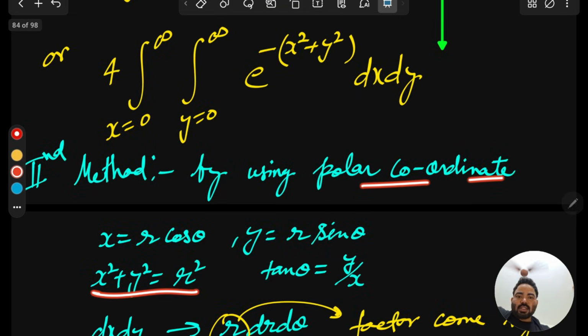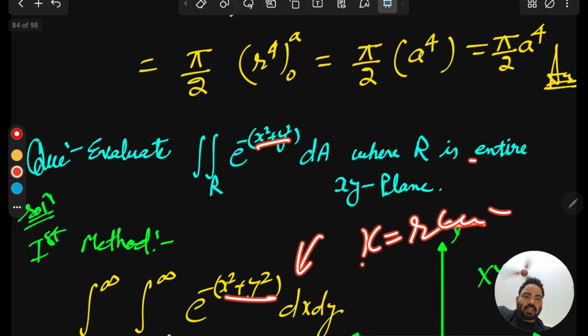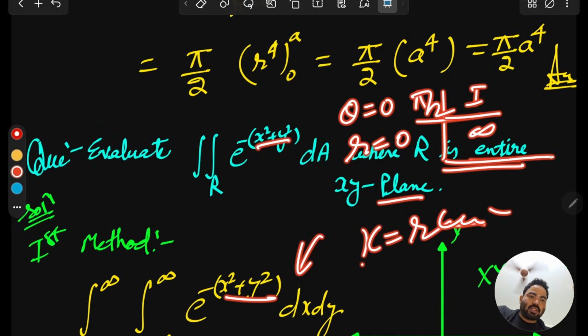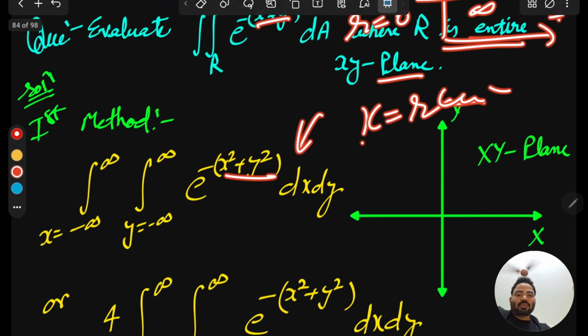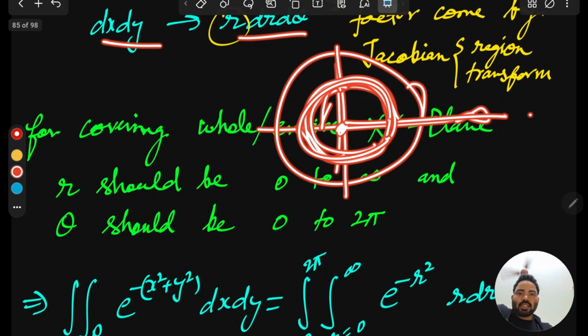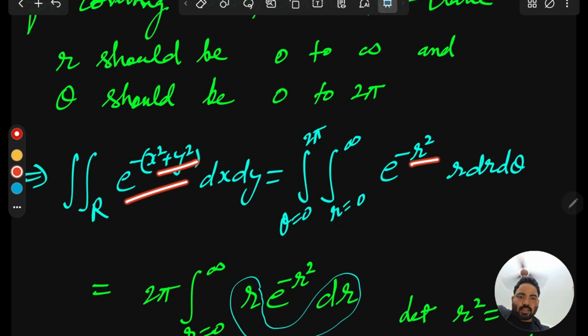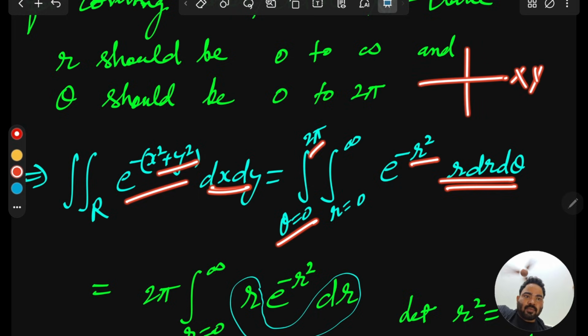And if the question says the first quadrant instead of the entire plane, then your theta limit will be 0 to pi by 2, and r will still be 0 to infinity, because you have to cover the positive x-axis. So you can understand it like this. Just replace x square plus y square with r square, and dx dy with r dr d theta, and theta limit 0 to 2 pi, because you have to cover the entire xy plane. So theta is 0 to 2 pi, and r is 0 to infinity. So now these are the limits.